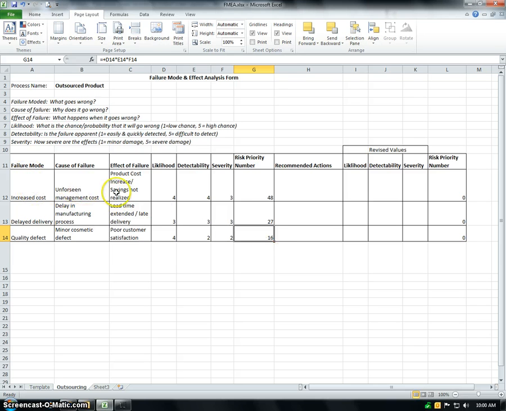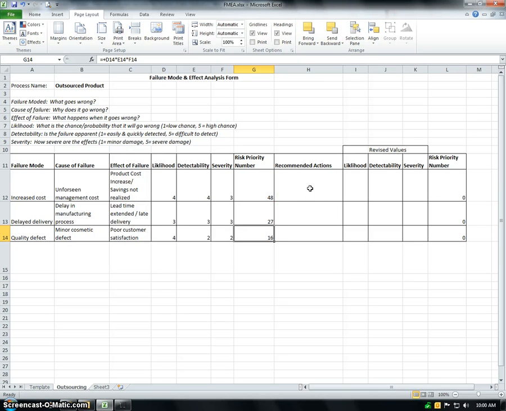When you fill these out initially, you're not going to know your risk priority number, so you're going to end up with this chart filled out, and your risk priority numbers are probably not going to be in descending order, so you want to sort this in descending order. Highest risk priority number comes first, lowest risk priority number comes at the bottom of the chart. We want to put most of our efforts on the failure modes that have the highest risk priority number.